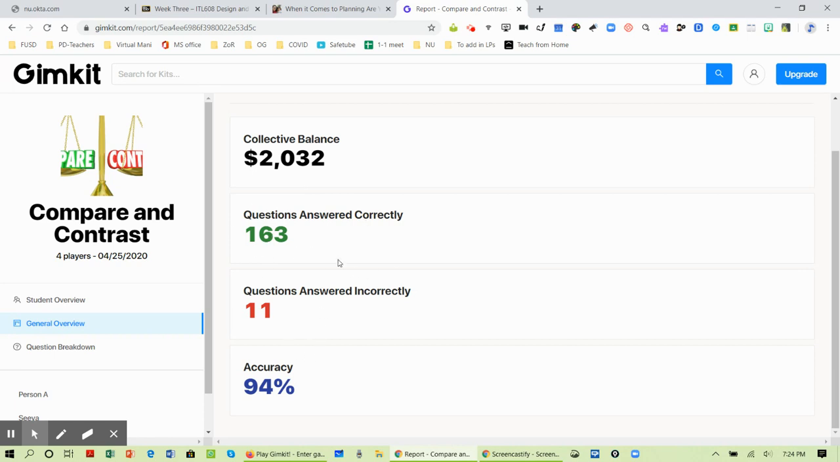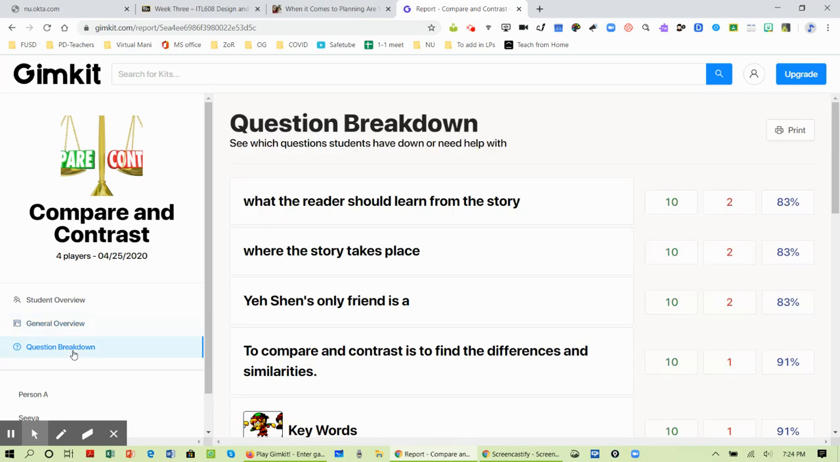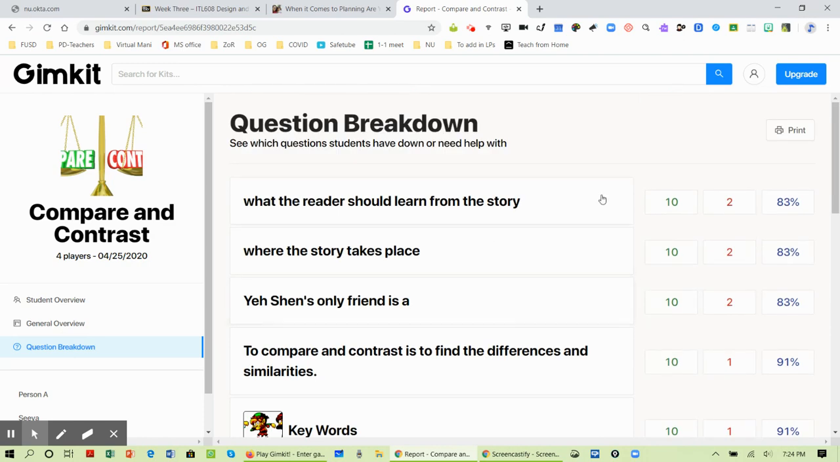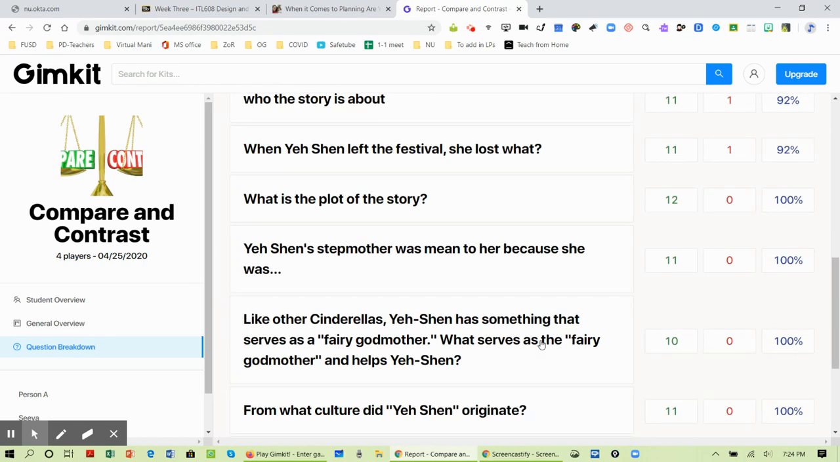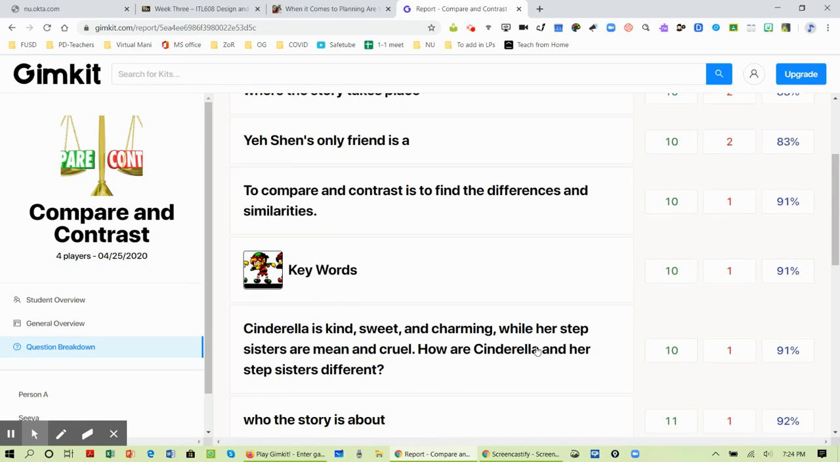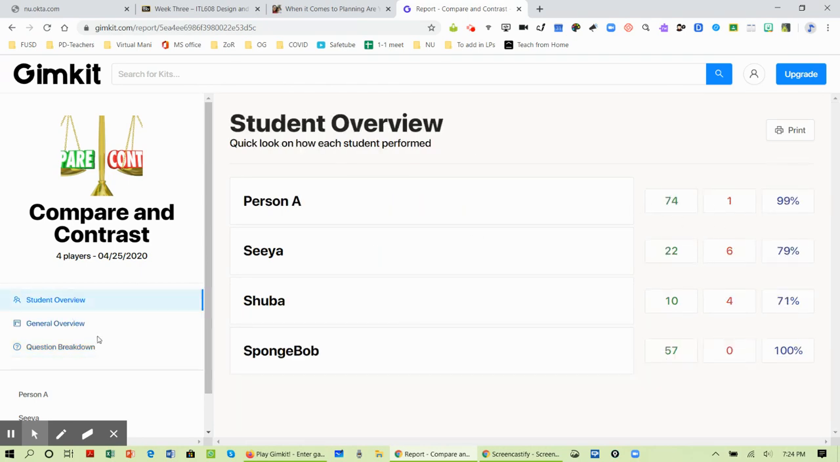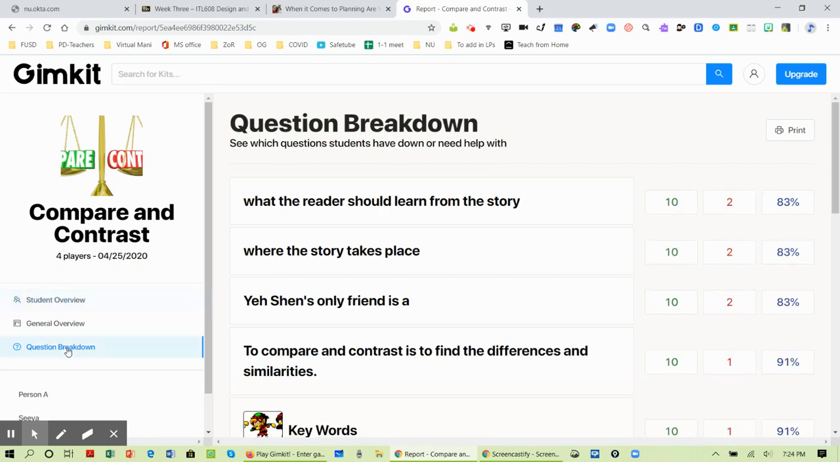So this is the number of answers answered correctly and incorrectly, and then the question breakdown is also here. So these questions were answered this many times correctly and this many times incorrectly, and then it gives you the percentage. So it gives you the class. It also gives you the individual student score, and also it gives you the question breakdown.